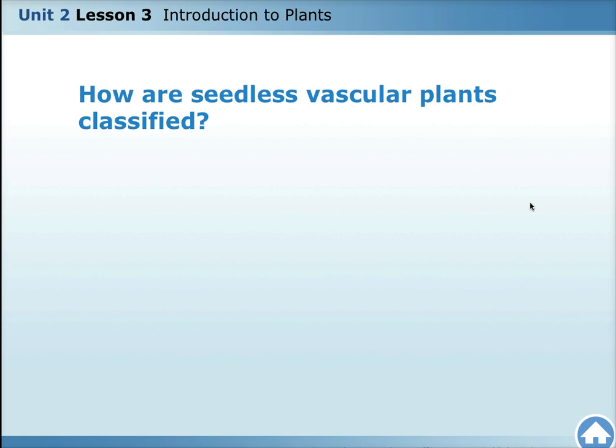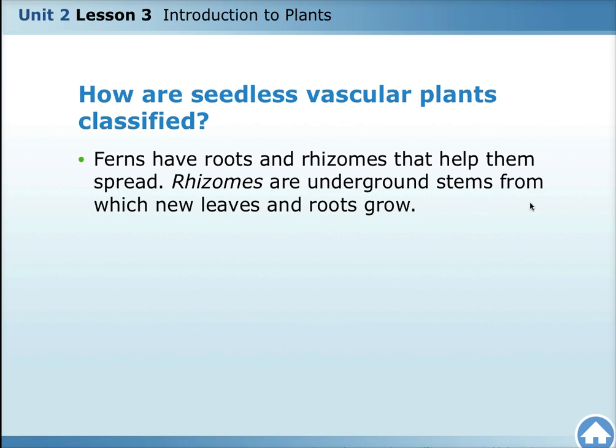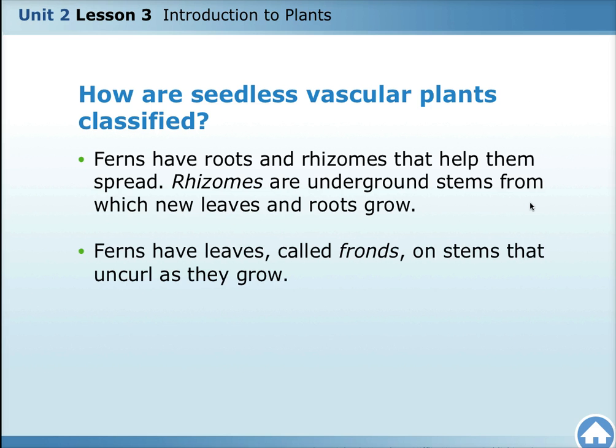So how are seedless vascular plants classified? Page 113 in your text. Ferns have roots and rhizomes that help them spread. Rhizomes are underground stems from which new leaves and roots grow. Ferns have leaves, called fronds, on stems that uncurl as they grow.